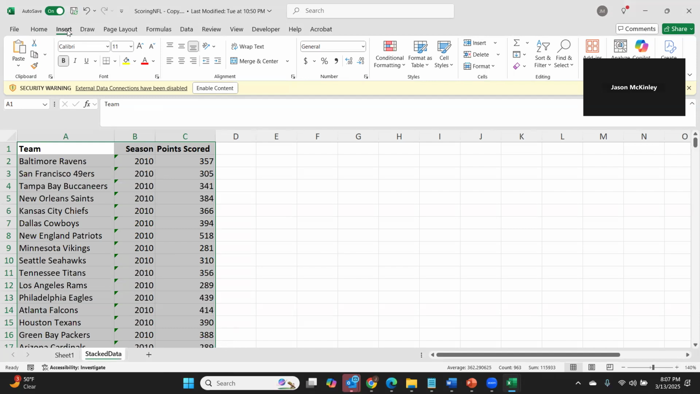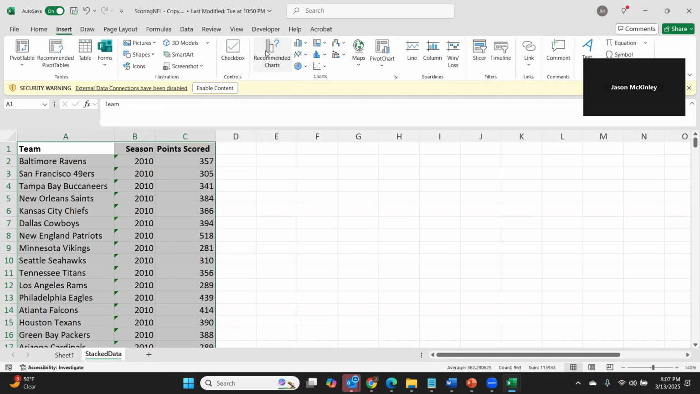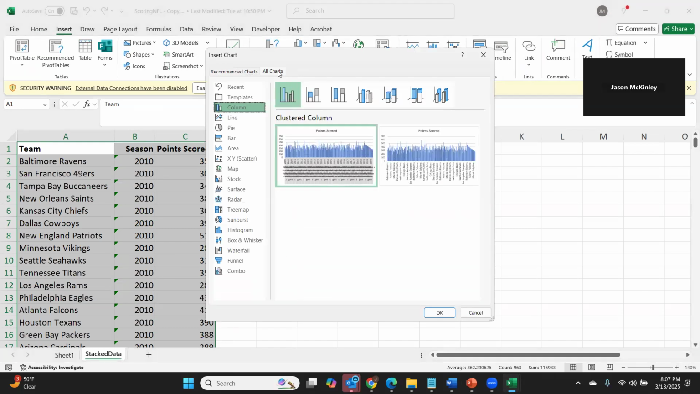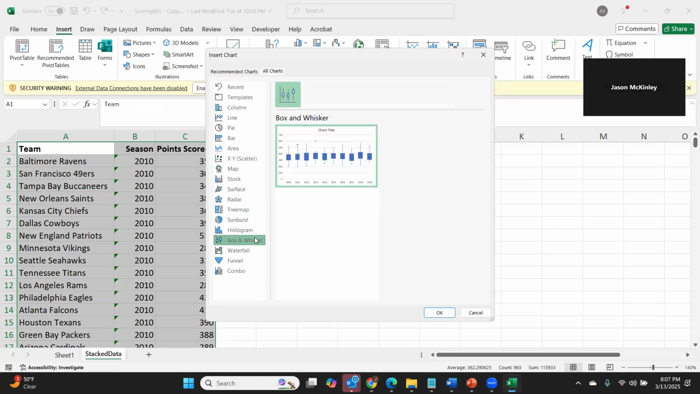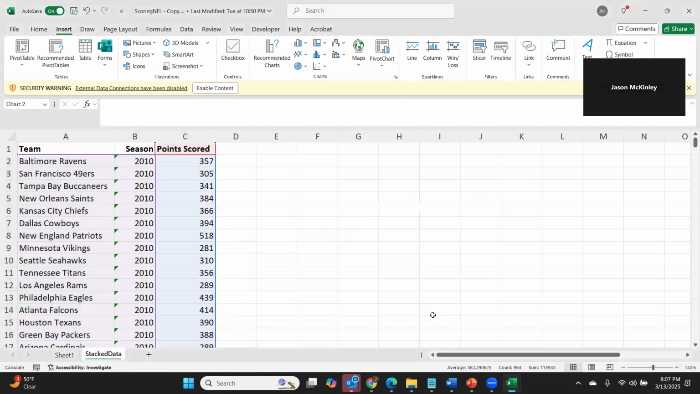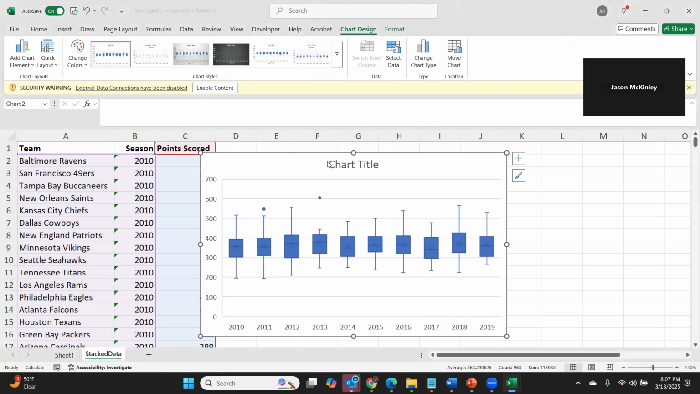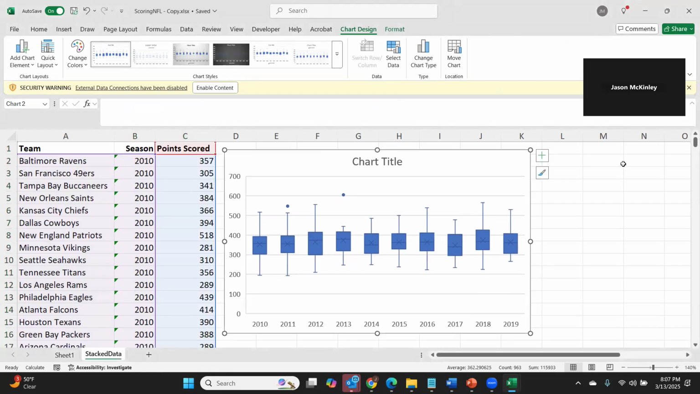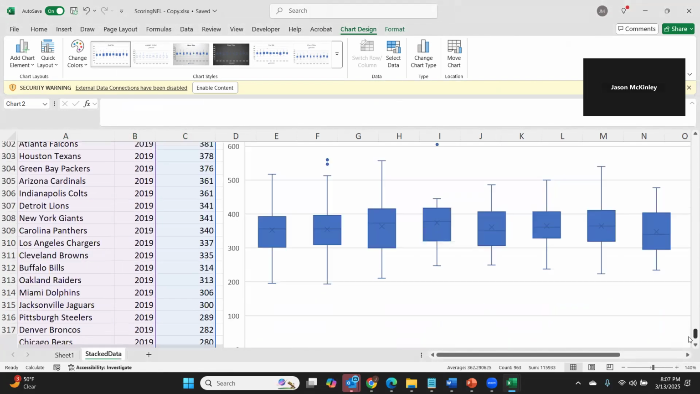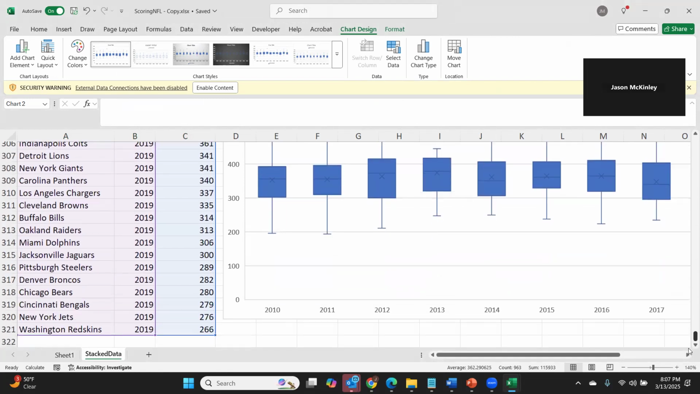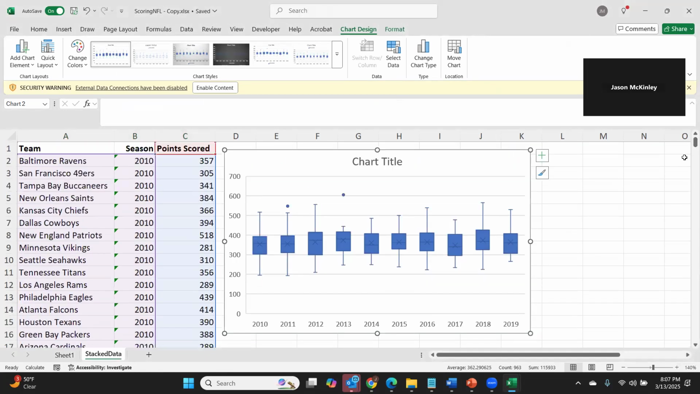You really can tell the story. So let's go insert recommended charts, all charts, box whisker. Okay. Hey, look at this. I've got all these teams with the data. Let's see, how many are there? I've got 320, minus the header row, different teams' annual scores. And in a single chart, I can really see something here.